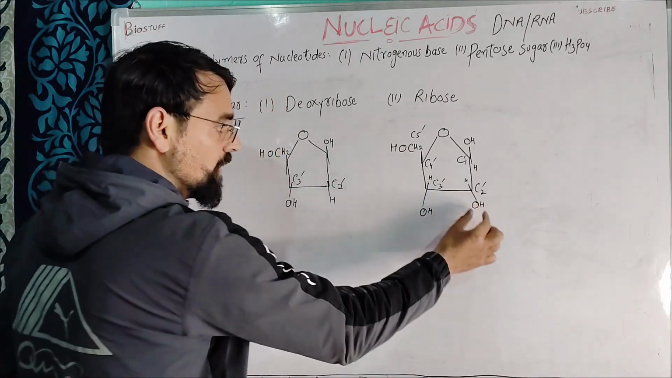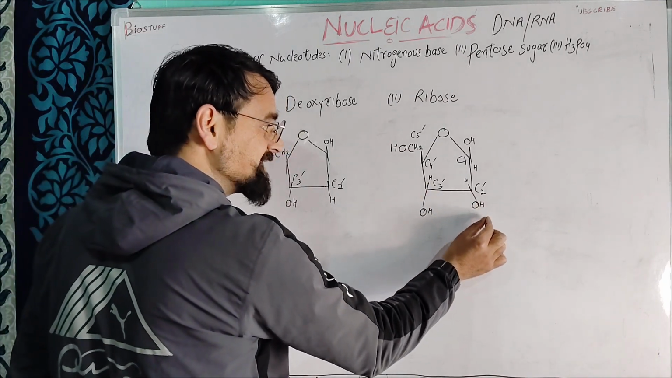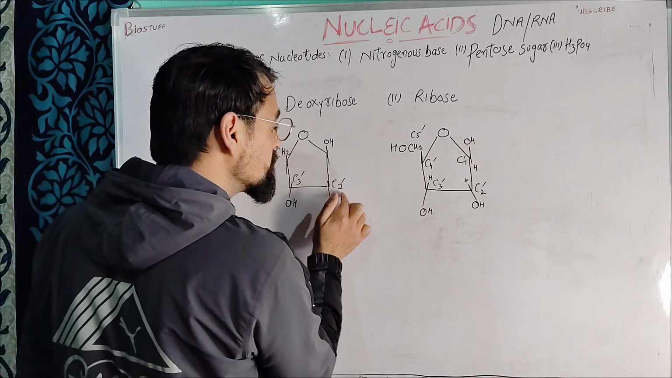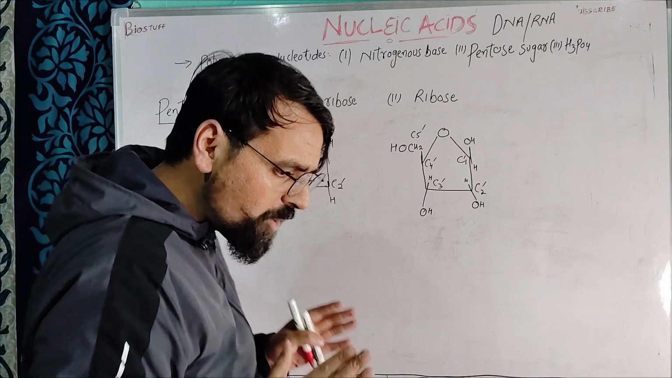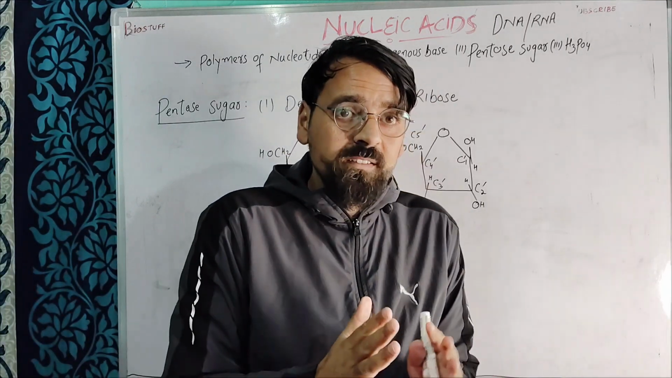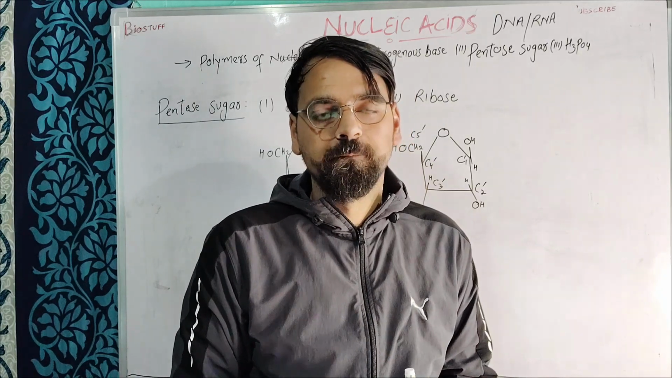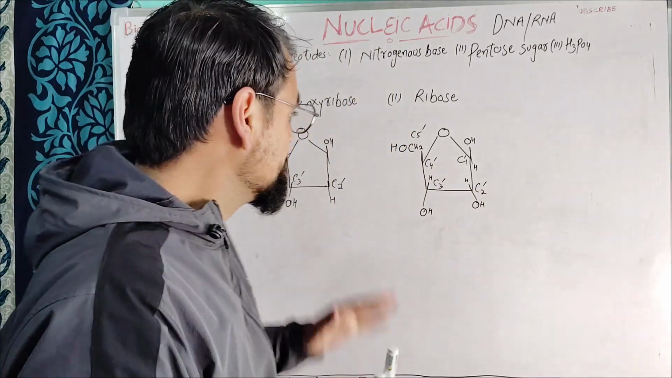As I mentioned, the hydroxyl group makes RNA an unstable genetic material, but since there is no hydroxyl group present at the carbon number 2 prime in DNA, there is no case whatsoever of making internal bonds within the genetic material. So this is the concept.